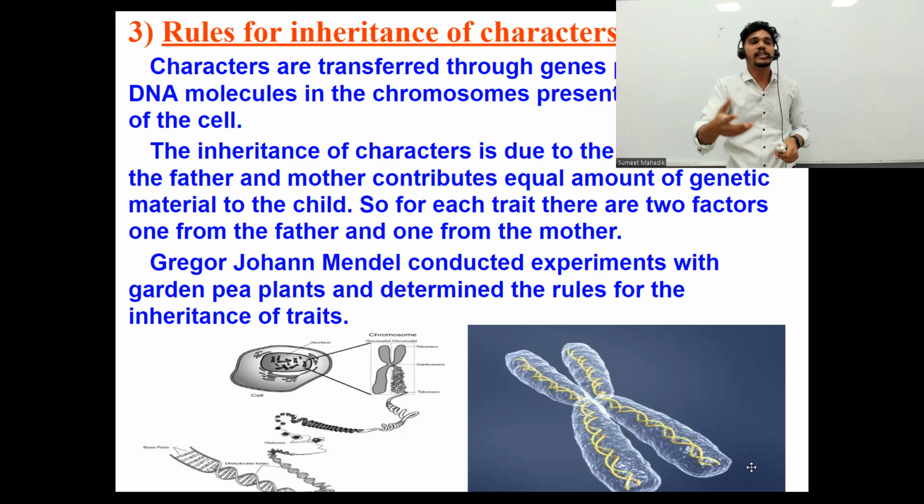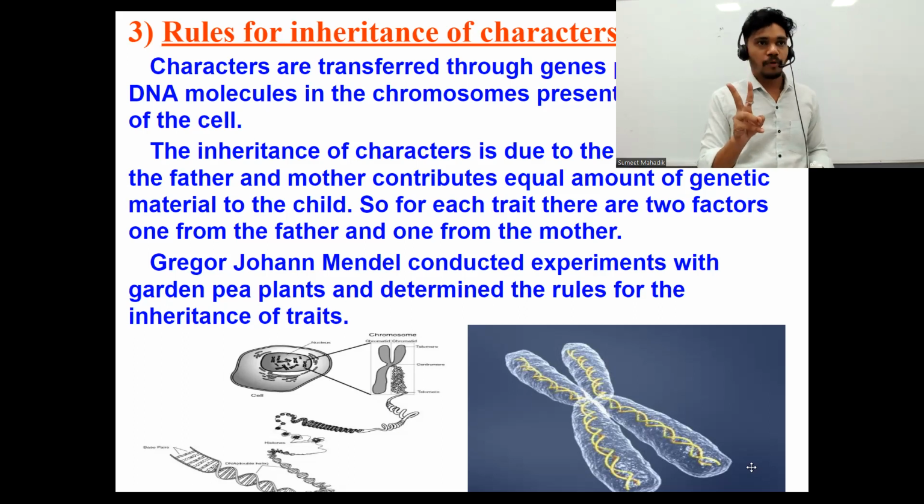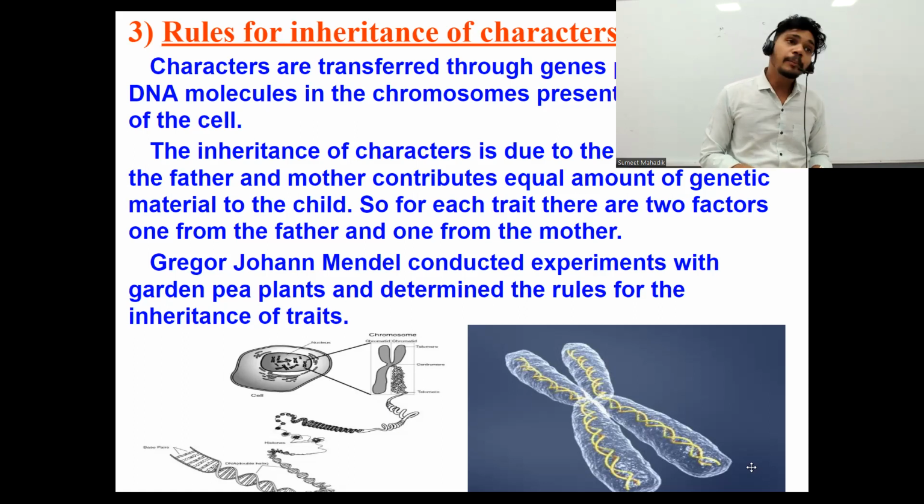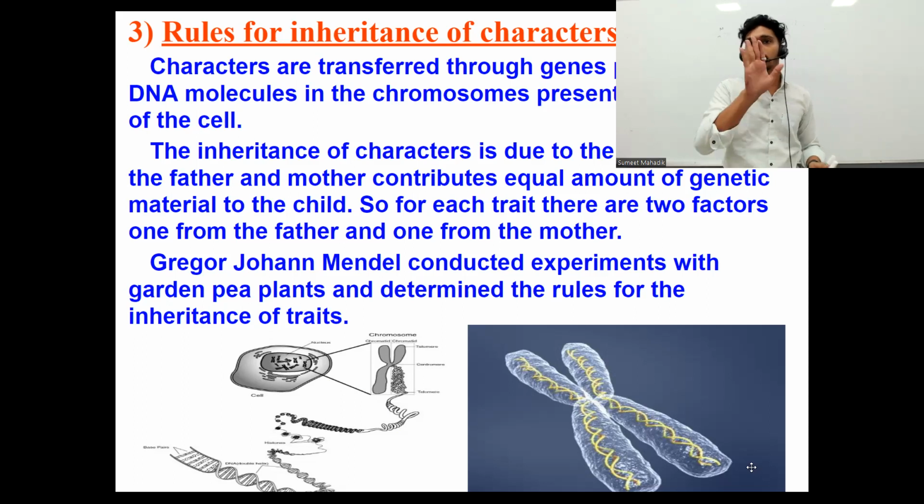I mean, what will the child's eye color be? You can't predict it unless it's developed. Okay, so there are two factors responsible for that. Gregor Johann Mendel, that's Mendel, is a scientist who performed experiments with the garden pea plant and determined the results of the inheritance traits. Now, what is the problem?